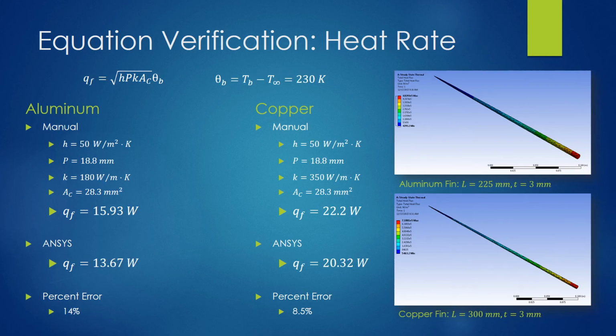To verify standard heat rate equations, we manually calculated the heat rates at the base of each fin and compared these values to the actual heat rate found using ANSYS. These calculations proved that standard heat rate equations are valid because the percent error was around 10% for each fin.